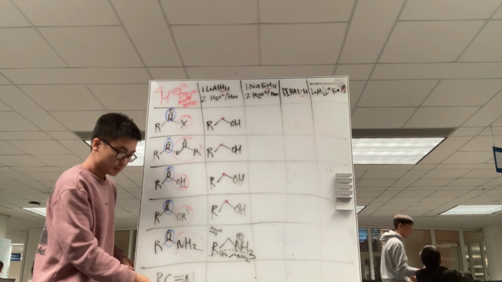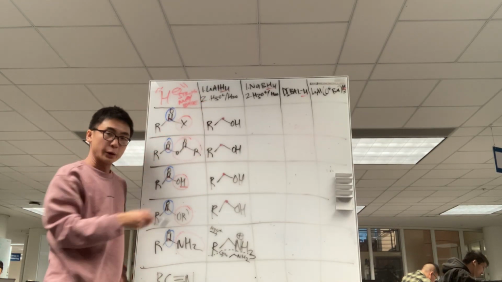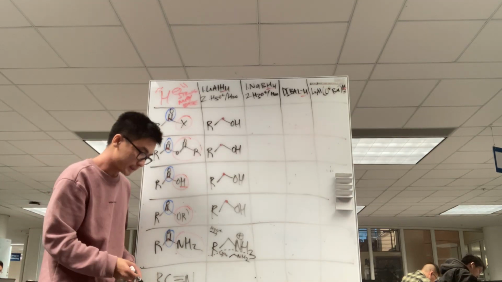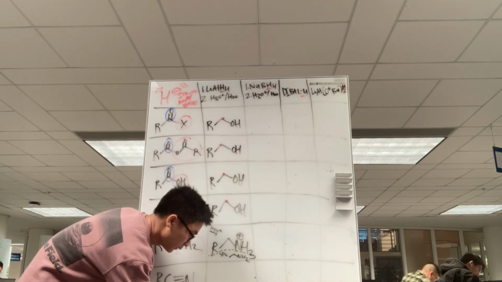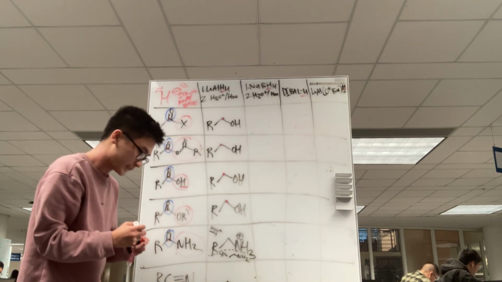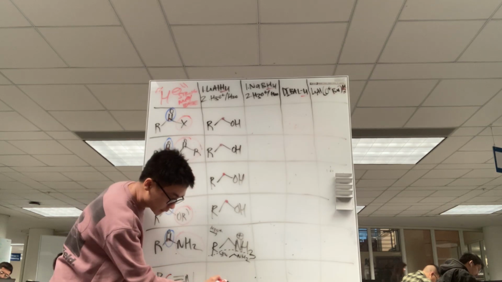Now for the nitrile, when you reduce it with a strong reducing agent, it will always give you a primary amine. And whatever this R group is, it's going to be this R group over here, attached to this carbon right here, which I'm going to color code in red.